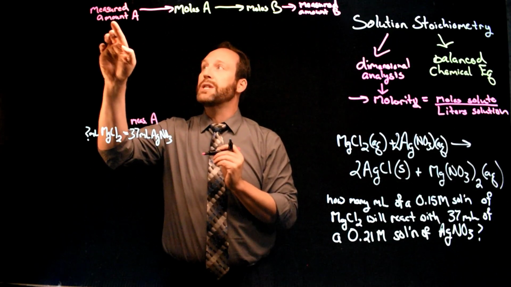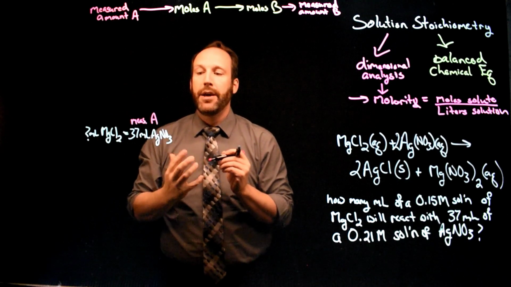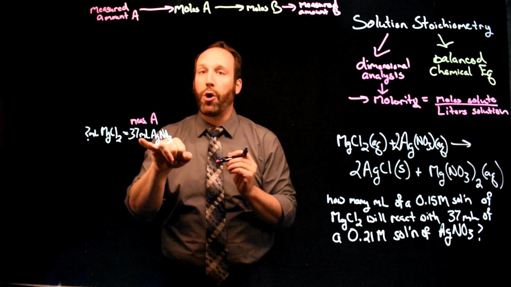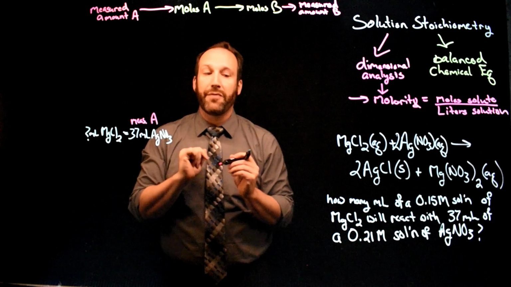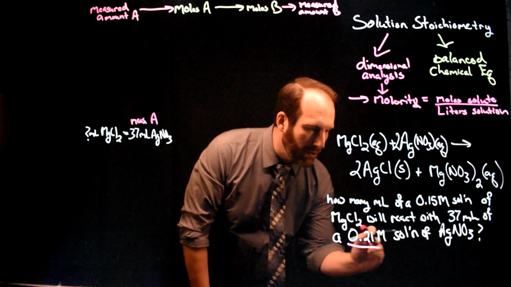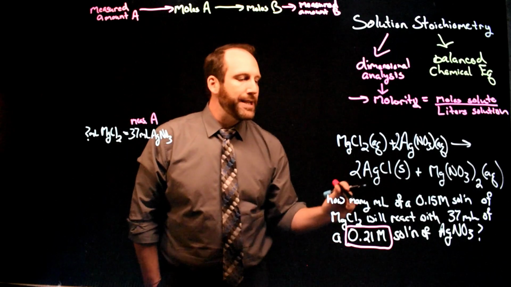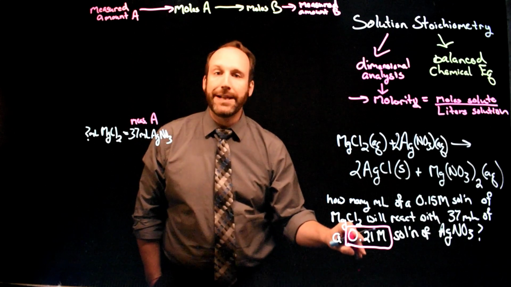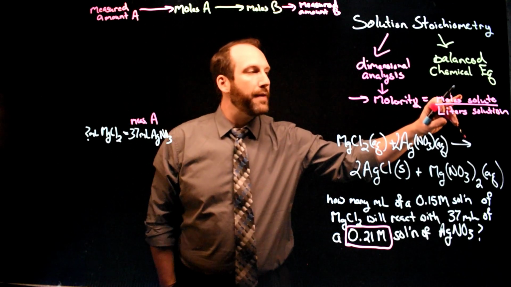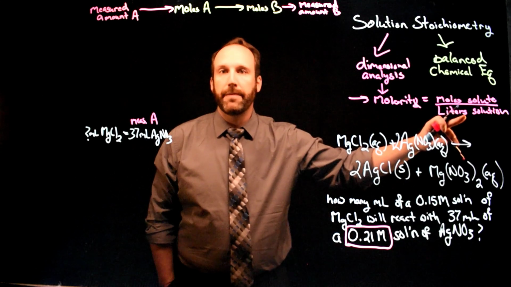So our first step is going to be to convert from a measured amount of A into moles of A, right? So how are we going to make that conversion? Well, we need some relationship between volume and moles of silver nitrate. Well, we've got that. We've got this number right here. We know that this silver nitrate solution has a molarity of 0.21. That means there's 0.21 moles of silver nitrate in 1 liter of silver nitrate solution.